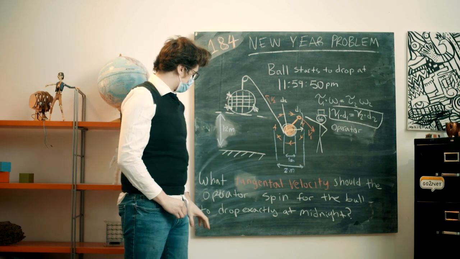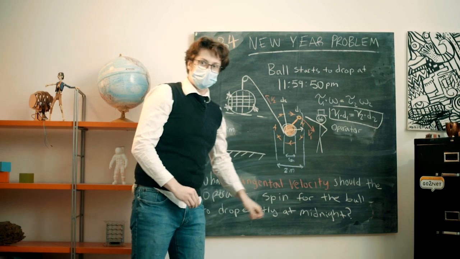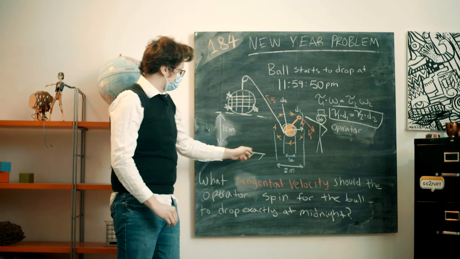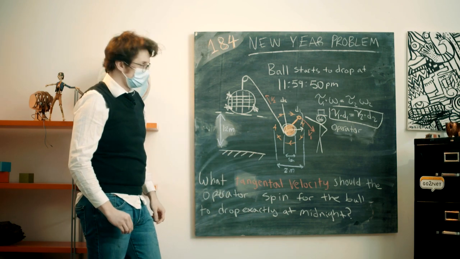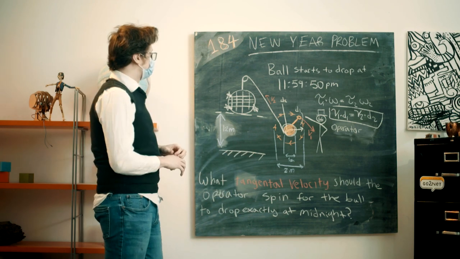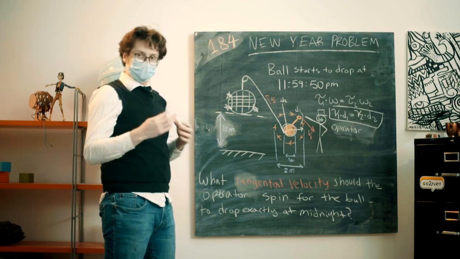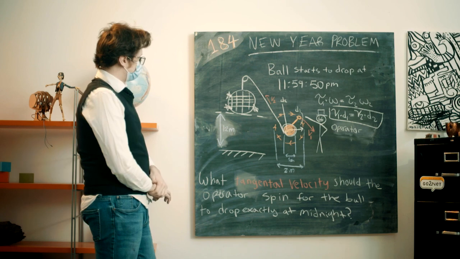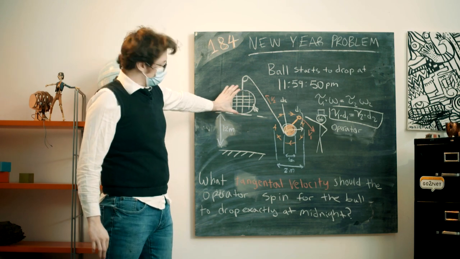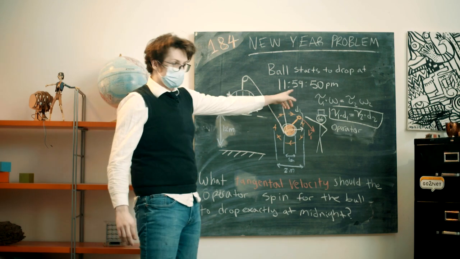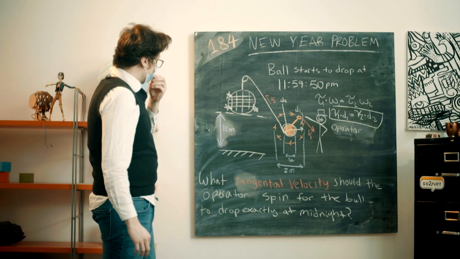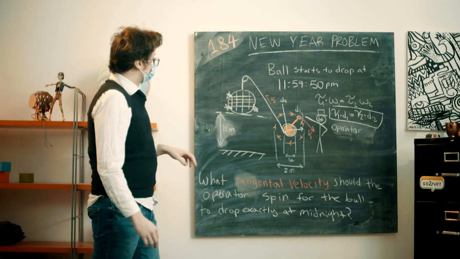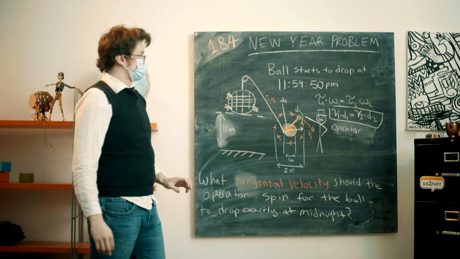And we wanted to know, okay, what was the tangential velocity that the operator should crank such that the ball touches the ground exactly at midnight. So let's go ahead and dive into this. And I think the best place to start is actually just looking at the ball. Okay? So we've got the ball, we've got distance, and we've got time, right? So with distance and time, we can actually calculate what V2 should be. And then we can work our way backwards.